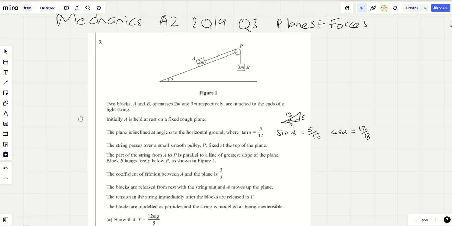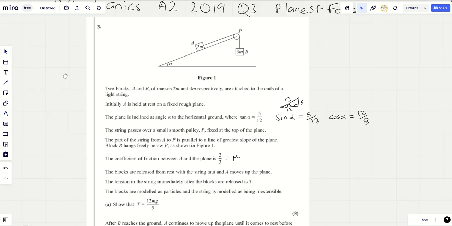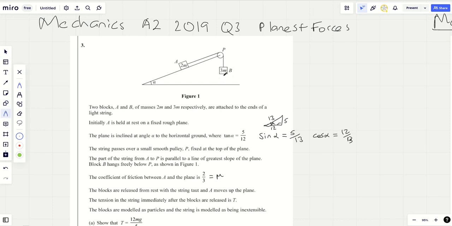Read it carefully. I think it says the plane is rough, and the coefficient of friction between A and the plane is 2/3, so that's mu. And we're going to show that the tension is 12 mg over 5. Honestly, lots of these pulley questions you can get loads of from the old M1 past papers, but they always work the same way. You've got 3 mg, the weight, pulling it down, tension pulling it up. On the other side, you've got a tension pulling it up, and a weight pulling it down.